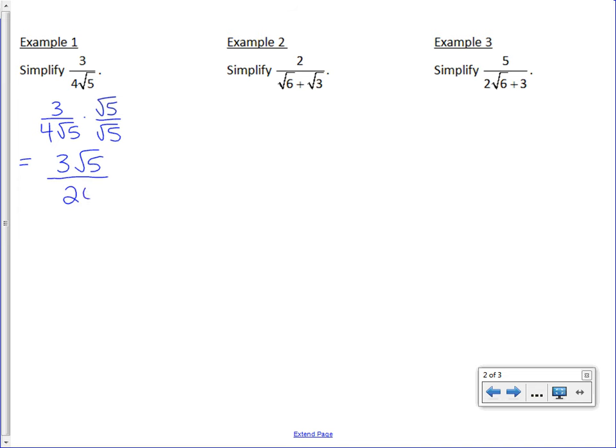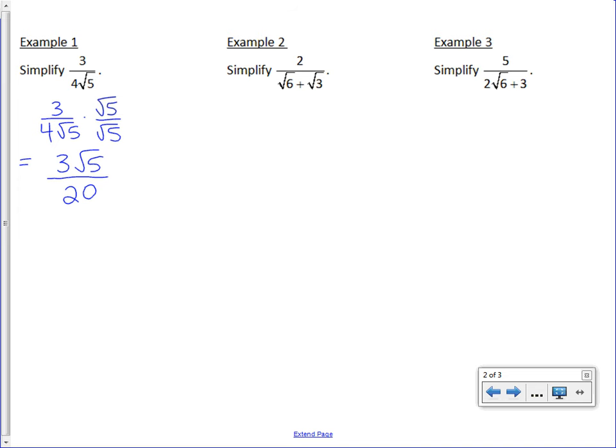Okay. And then in some random cases, you might have to reduce. Like if the 3 had been a 5, you would have had 5 root 5 over 20, and then you could reduce 5 and 20, by 1/4. But in that case, you can't reduce. But just be prepared, you might have to reduce. And your denominator is a rational number, and we're happy campers.